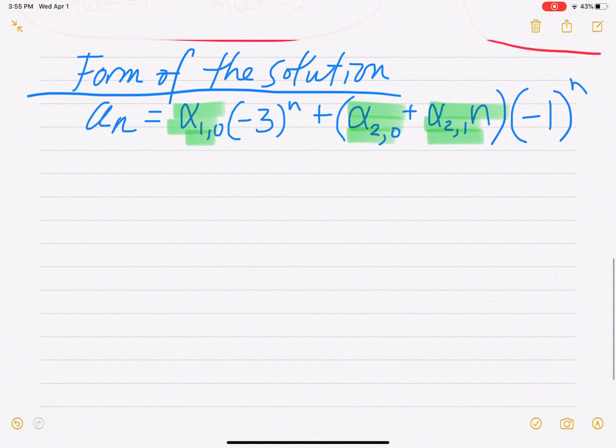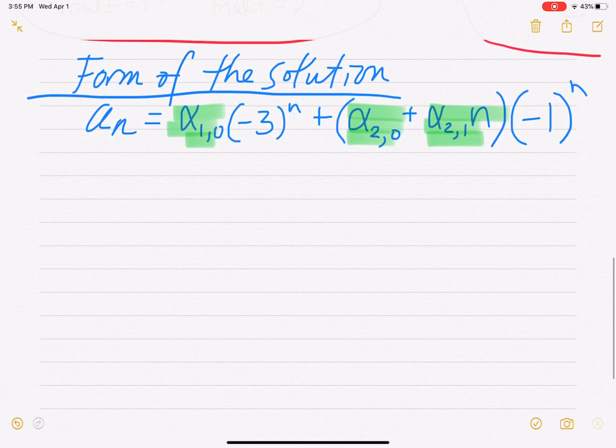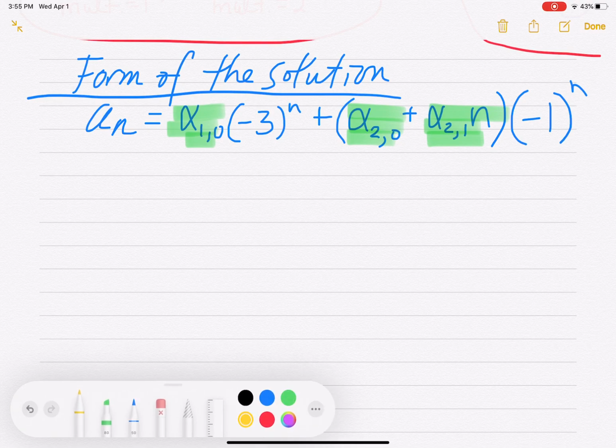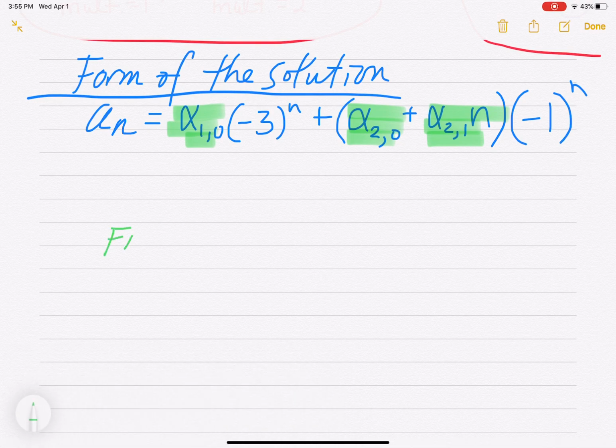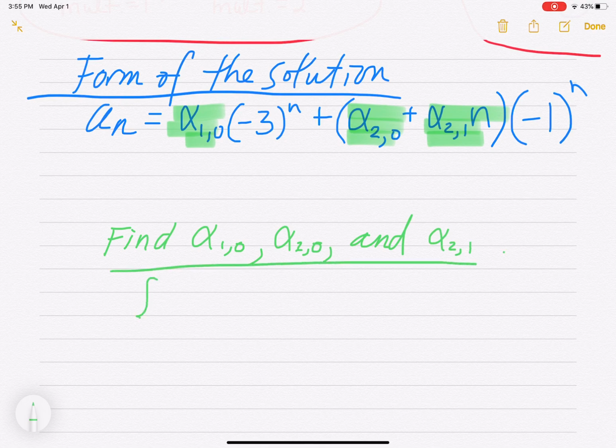I'm going to do it down below because I don't have a ton of room on this iPad. So we're going to find alpha 1,0, alpha 2,0, and alpha 2,1. I'm going to set up some equations. a0 is 1, a1 is 3, a2 is 5.